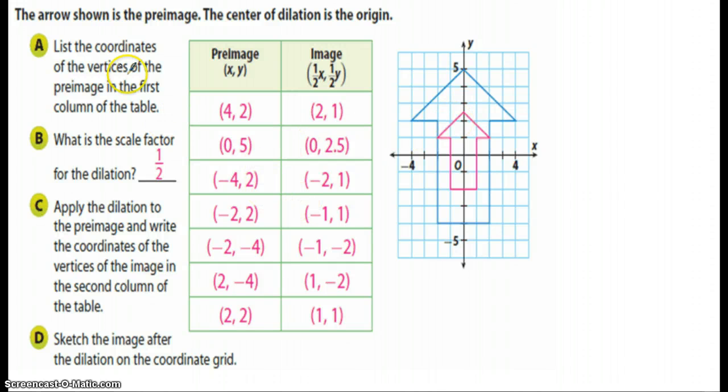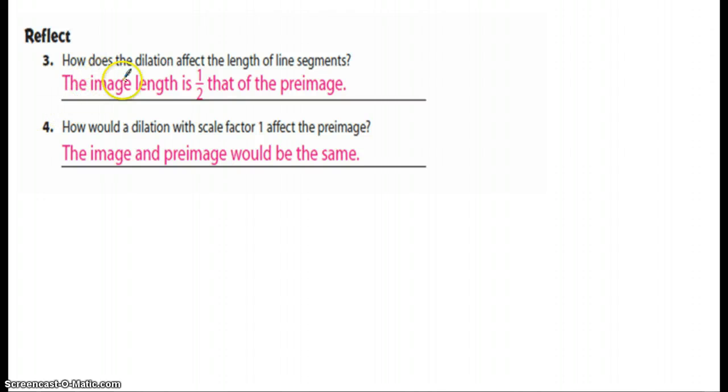Okay, now how does the dilation affect the length? So remember we said about the circle and about the figure that we did previously. It affects the length according to the scale factor. So the scale factor is 1/2. The image length is 1/2 of the pre-image.